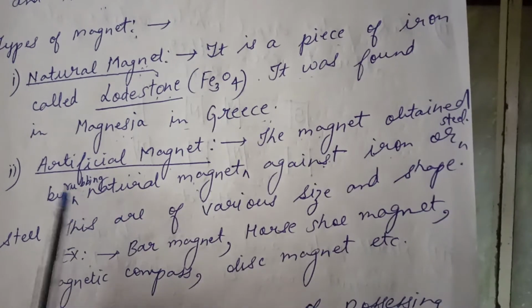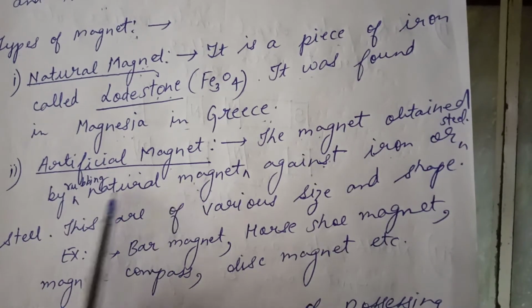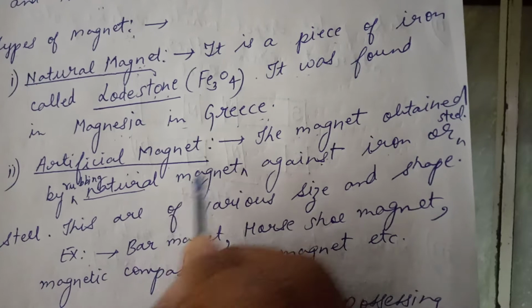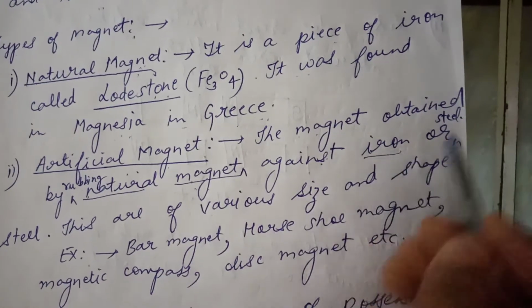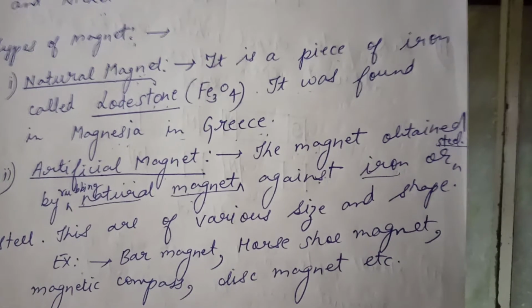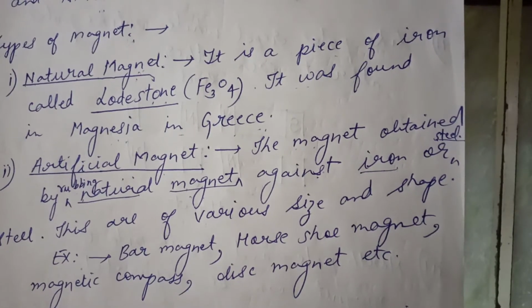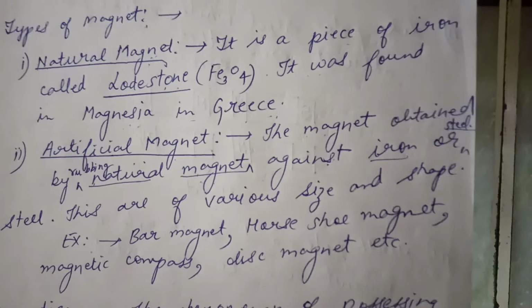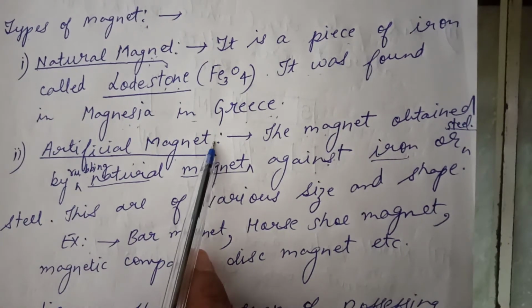Now, an artificial magnet is a magnet which is obtained by rubbing a natural magnet against iron or steel. What we are doing is rubbing a natural magnet against iron or steel, and we will see that this iron and steel will have the properties of a magnet. So the magnet is prepared artificially, so it is called an artificial magnet.